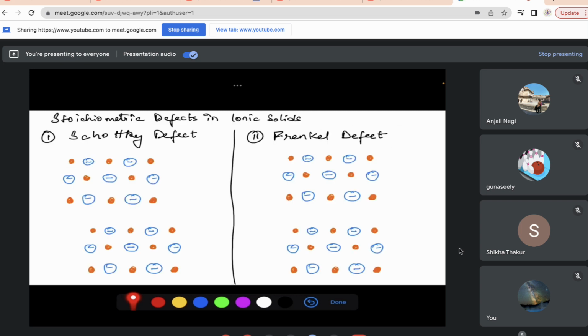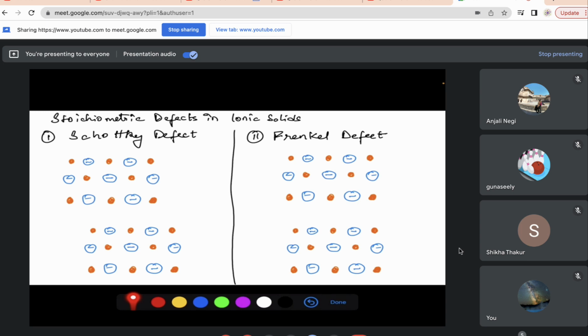Again, this stoichiometric defect in ionic solid is classified into two different defects: one is Schottky, the other one is Frenkel defect. To simply understand this, in Schottky defect, you can see this is a representation of a lattice. This is a two-dimensional lattice where my cations are present as orange dots and my anions as blue, okay? This is the arrangement in a two-dimensional lattice of an ionic solid.